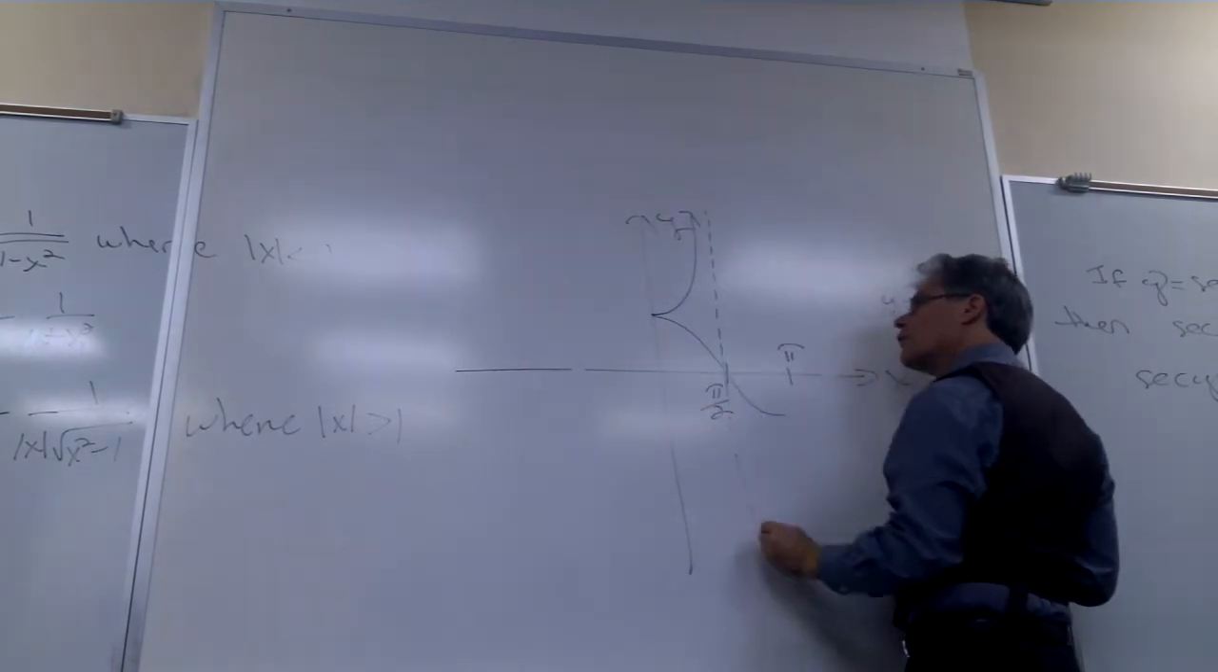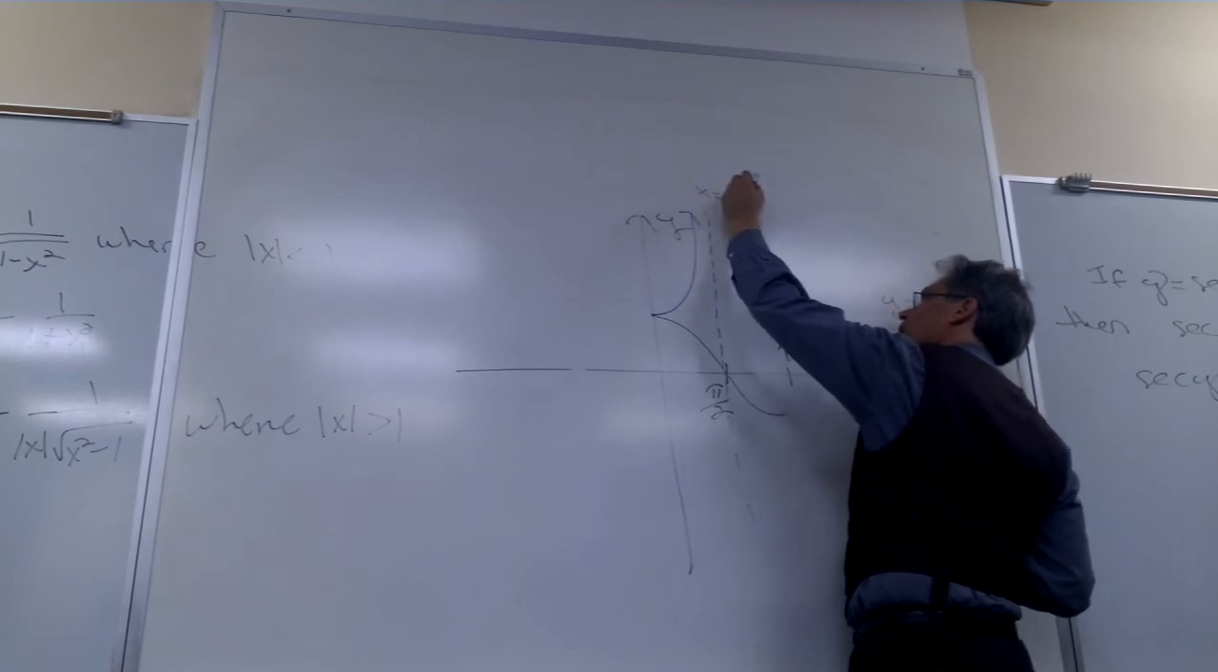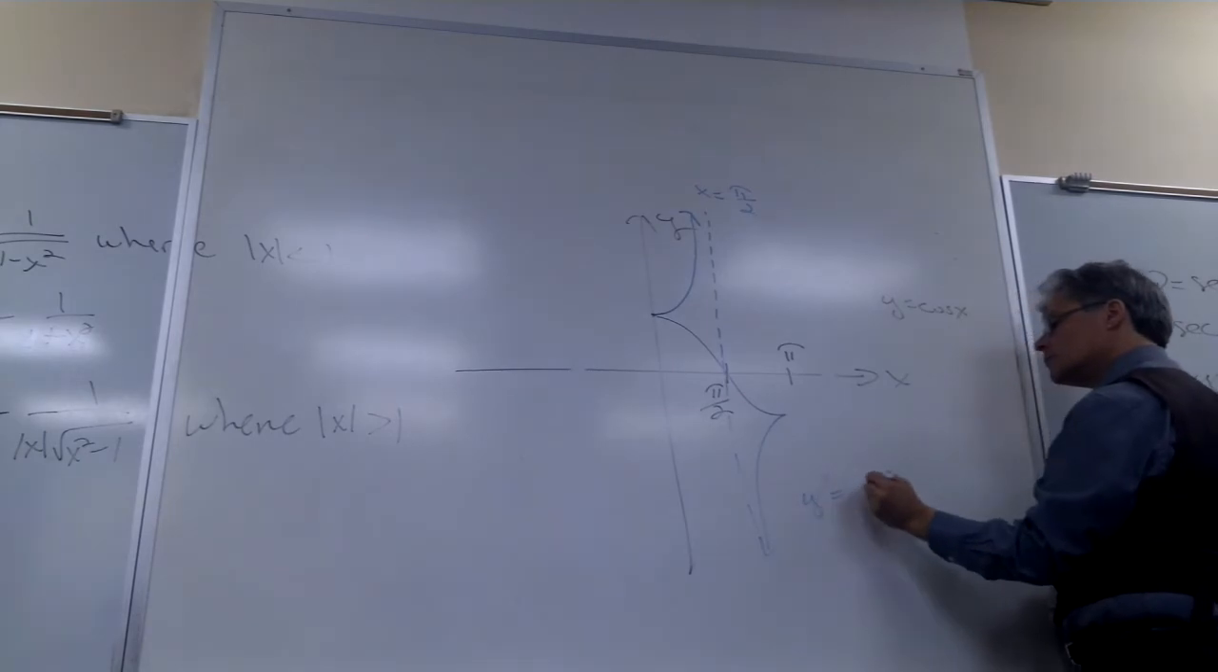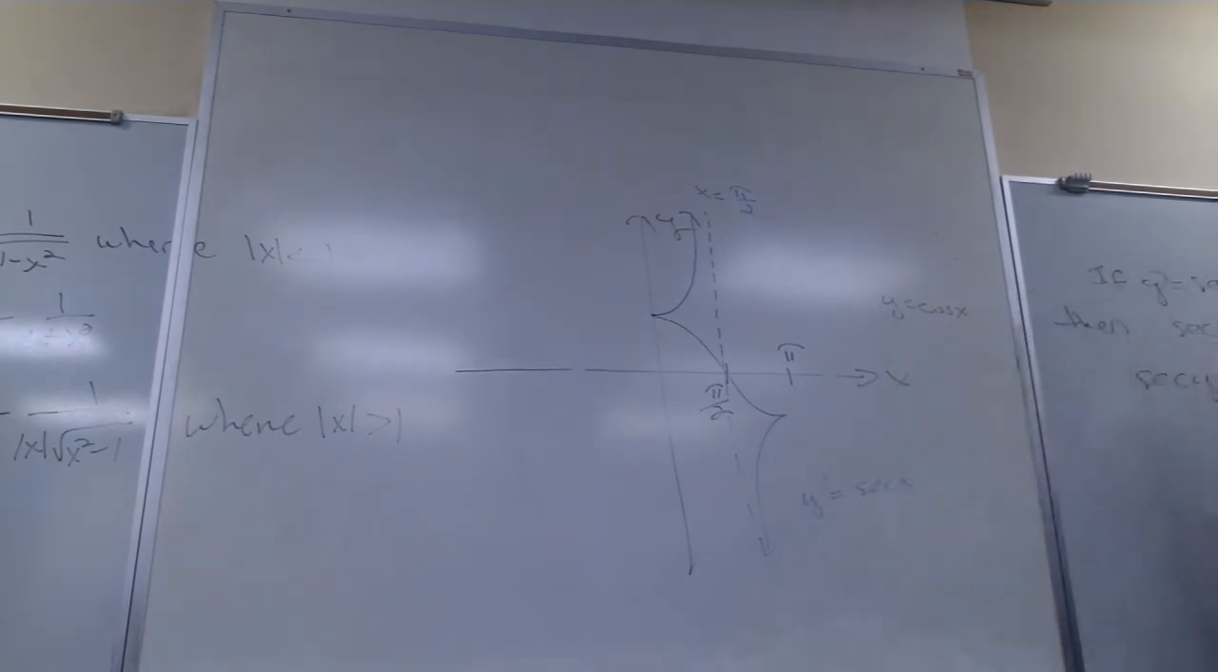I think with a vertical asymptote at x equals pi halves, this in blue is nothing more than the graph of this equation. Do you guys agree?